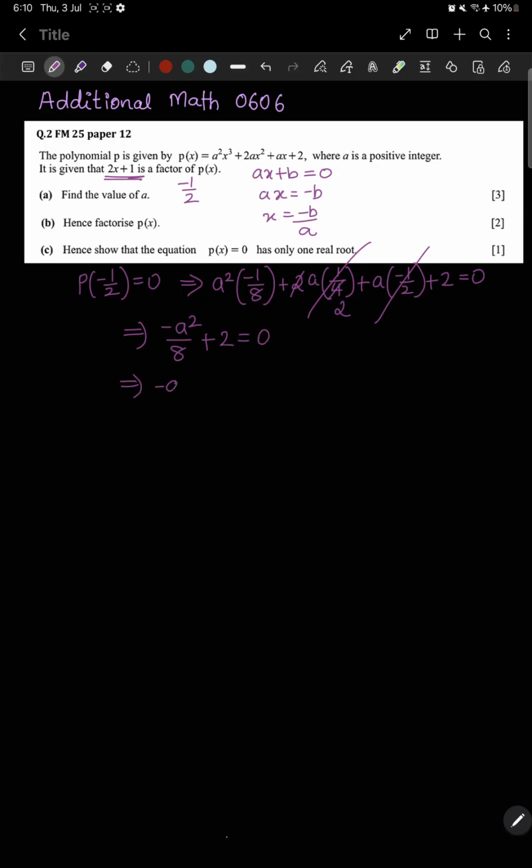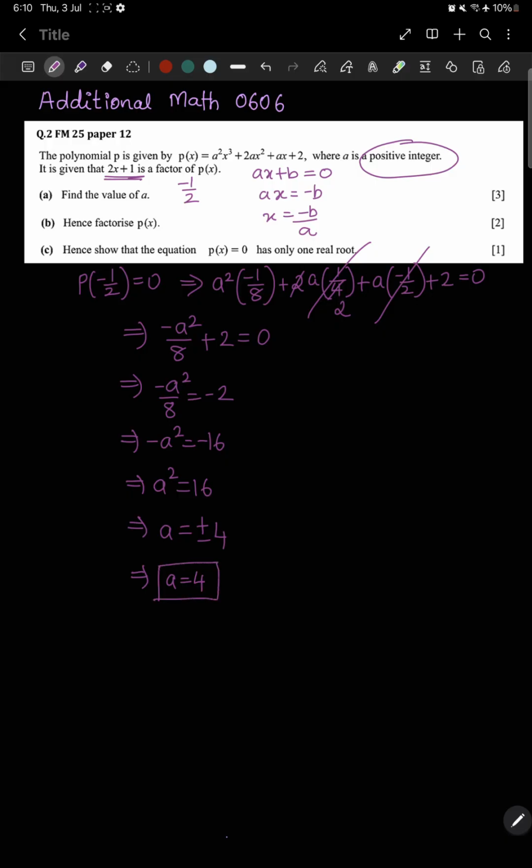This gives us minus a squared over 8 is equal to minus 2, and that gives us minus a squared is equal to minus 16. a squared is equal to 16, and this gives us a is equal to plus or minus 4. The question says a is a positive integer, which gives me just one value, that is 4. This is your first part of the question, which is a 3 marker.